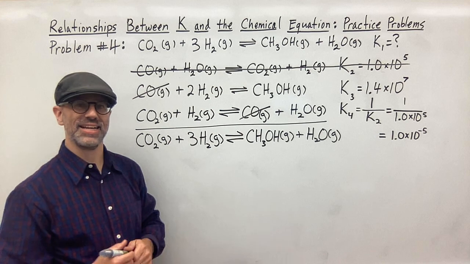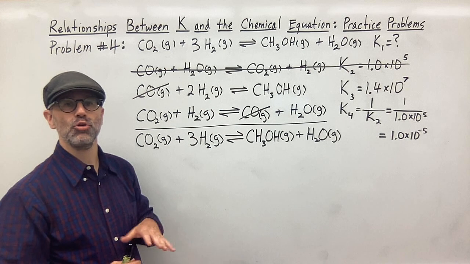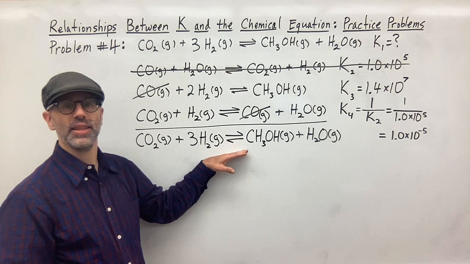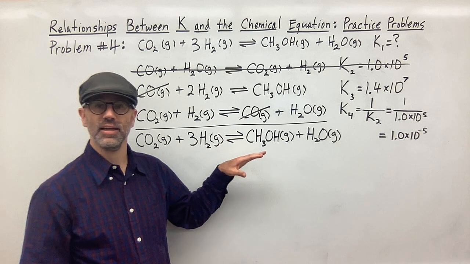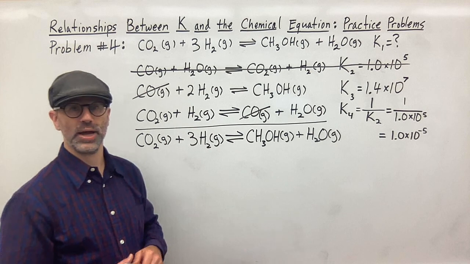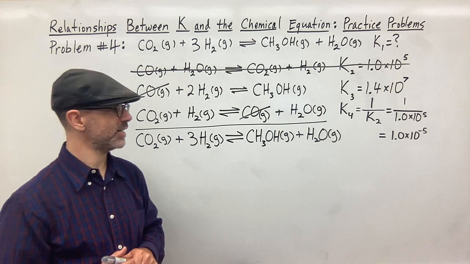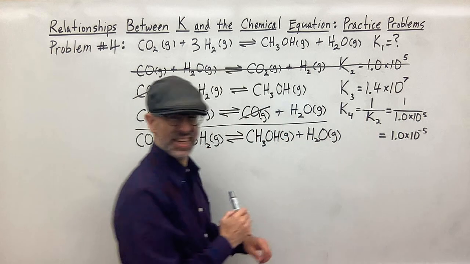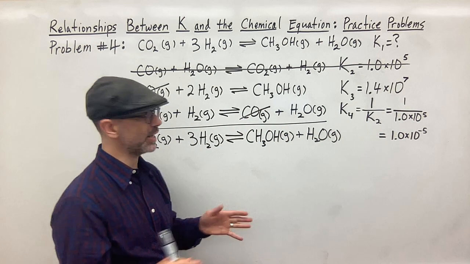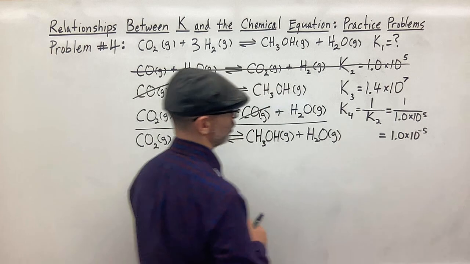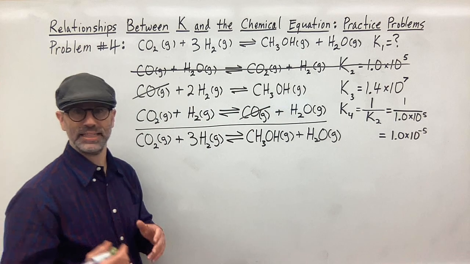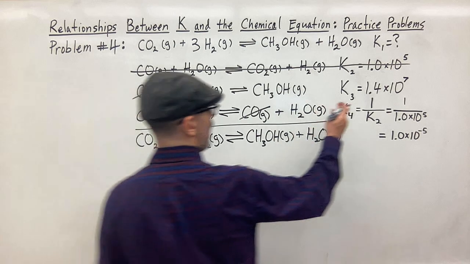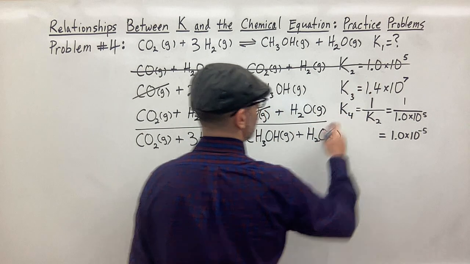And as I said in the beginning of the video, if you add equations together to get the resulting equation you want, then you need to multiply the k values of those two equations, or whatever number of equations you have to add together. So since I added these two together, that means I need to multiply. Did I say add the k values? No, don't add the k values. You multiply the k values together. So I don't know if I said add. If I did, that was a mistake. I meant multiply. So I'm going to multiply K3 and K4 together.